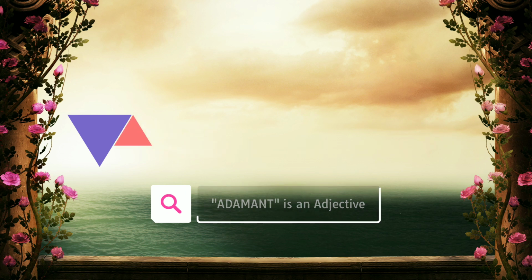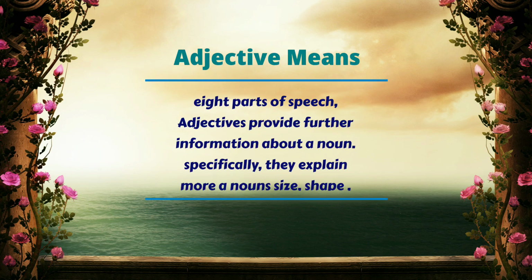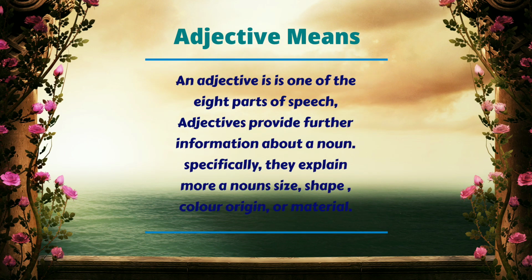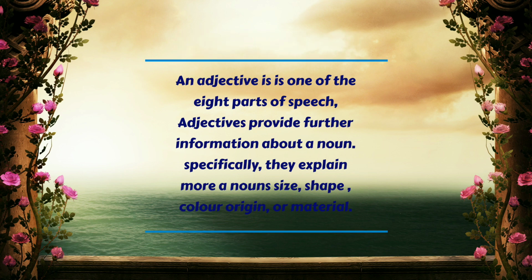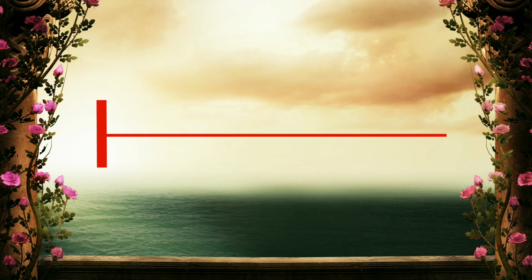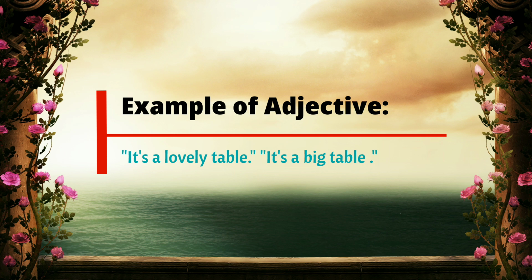Here, adamant is an adjective. An adjective is one of the 8 parts of speech. Adjectives provide further information about a noun. Specifically, they explain more about a noun's size, shape, age, color, origin, or material. Example: it's a lovely table. Did you see how big that dog was?